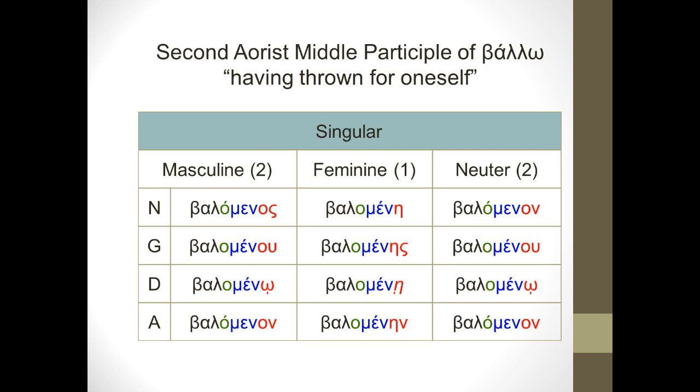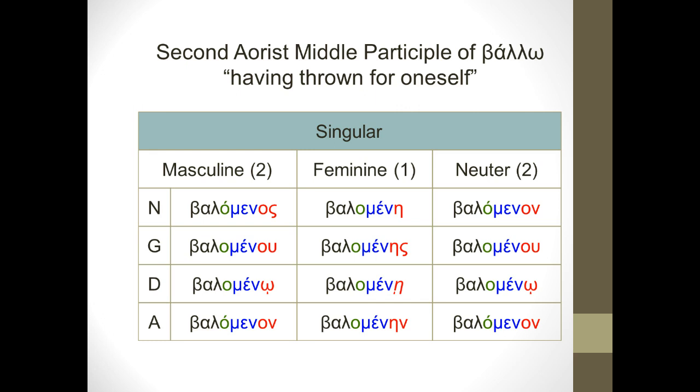Unfortunately, there is also second aorist, but the good news is that just like in the second aorist active, you didn't have any new endings to learn. You took the same exact endings that you did in the present active participle. In the second aorist middle, you take the same exact endings that you did in the present middle passive participle.